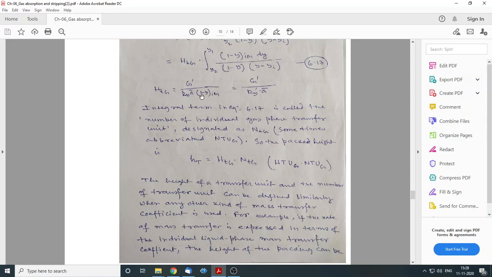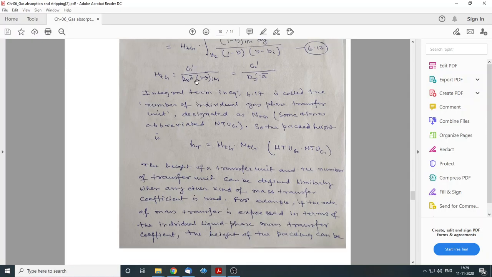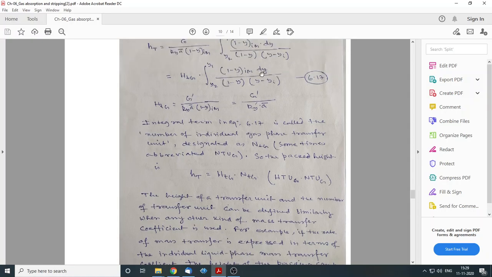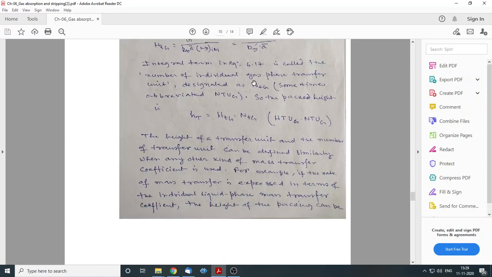And for this term, 1 minus y i m, if it is a dilute solution, then it will be almost equal to 1. So these three parameters are fairly constant, but here I can change the mass transfer area. That is the condition of the packing material. So this is the height of a single transfer unit. The number of transfer units will come from this integration part, and this depends on the particular process.